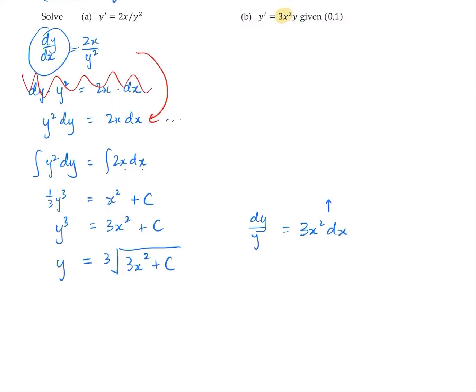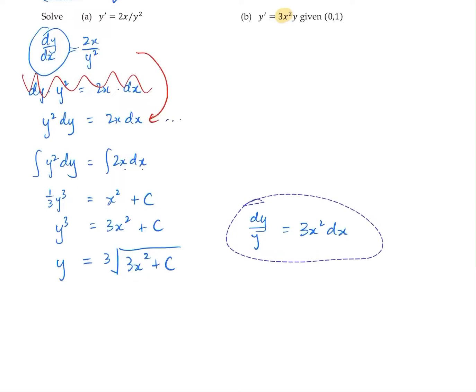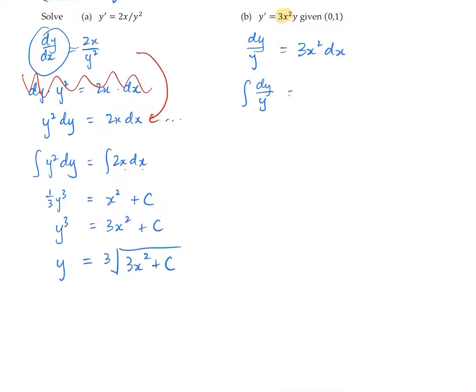Off you go, and we'll get on with it. Right, so we'll take the integrals. Integral dy on y equals integral 3x squared dx. What's the integral of dy on y? Well, it's log of absolute value of y. And this is x cubed plus c.